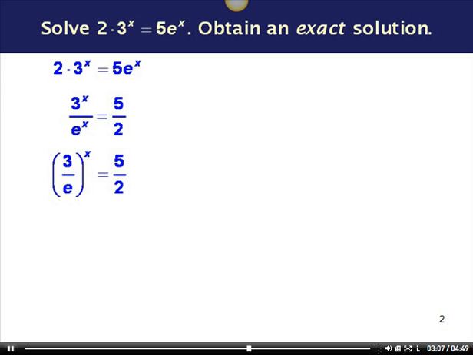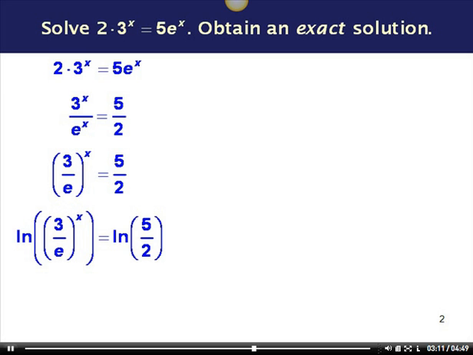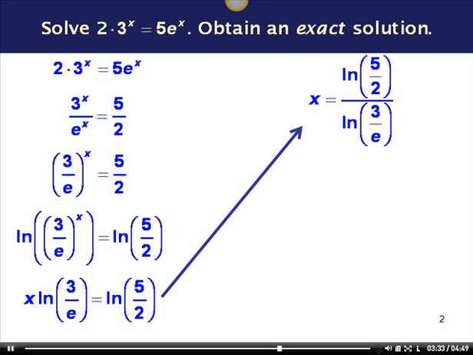At this point I'm going to take the natural log of both sides of the equation. So I have natural log of 3 over e all raised to the power x equals natural log of 5 halves. Now I can use the power property of logarithms on the left-hand side. This gives me x times the natural log of 3 over e equals the natural log of 5 halves. Now to isolate x, I'm going to divide both sides of the equation by natural log of 3 over e. So I have x equals natural log of 5 halves over natural log of 3 over e.